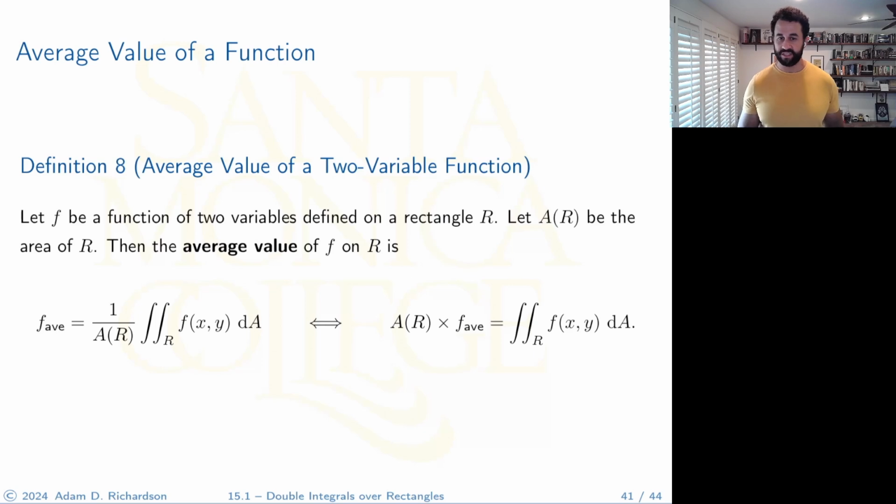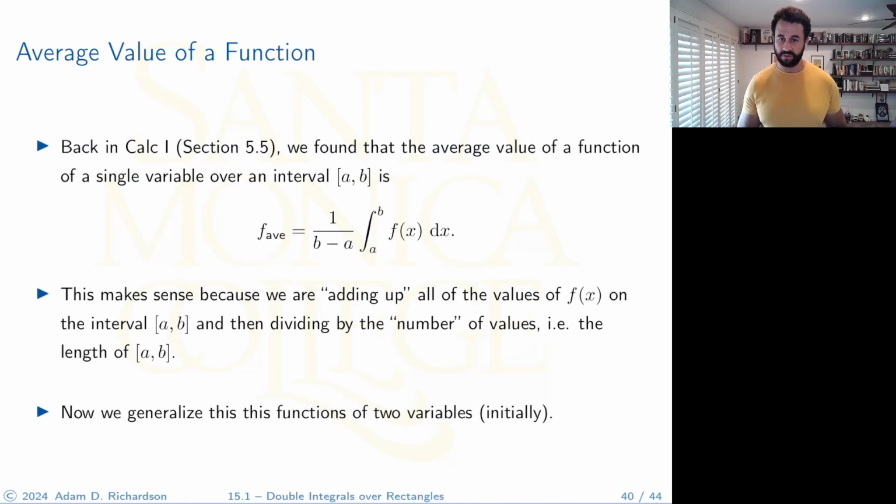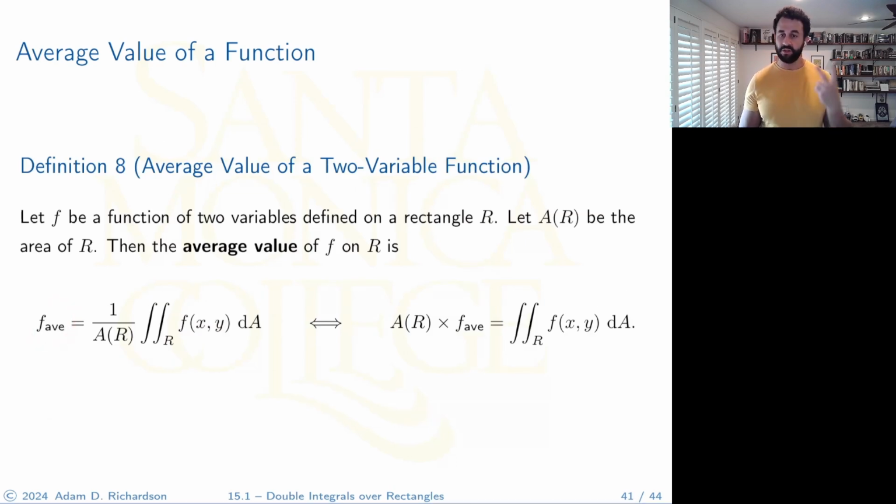So this makes sense, right? It's very, very similar. It's just adding up those values and dividing by the area. For single variable, it was adding up these values and dividing by the length. And that's how we got the average value. So this is the average value of a function of two variables.